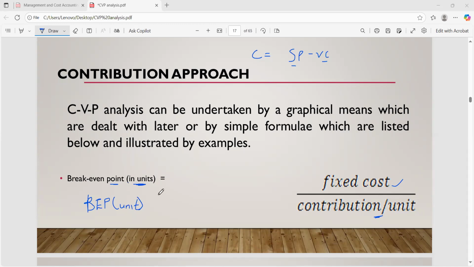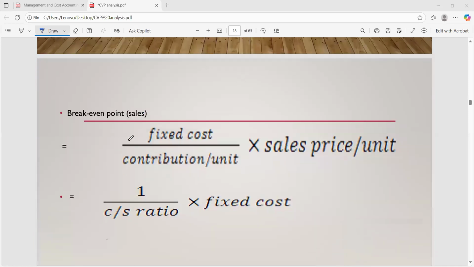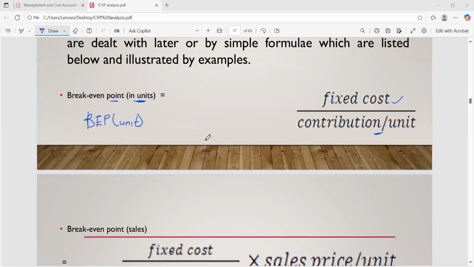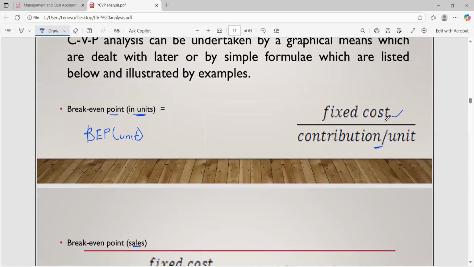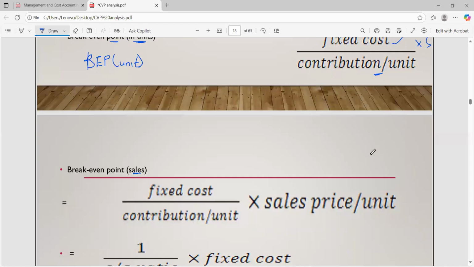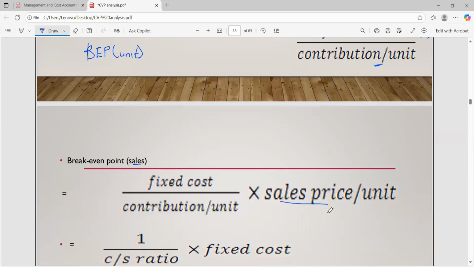Okay, so this is under the contribution approach, a number of formulas you need to know, and you will be using them regularly. We can also be asked to find break-even in sales. That is after you have determined the unit, just multiply it by the selling price per unit. That is break-even in sales. So after determining fixed cost over contribution, multiply it by the selling price per unit or the sales per unit. This would help you determine what we call break-even in sales.